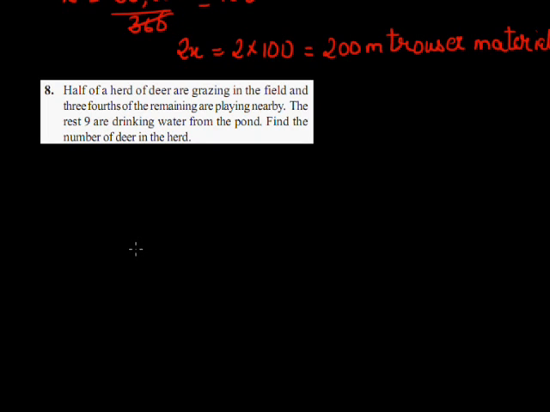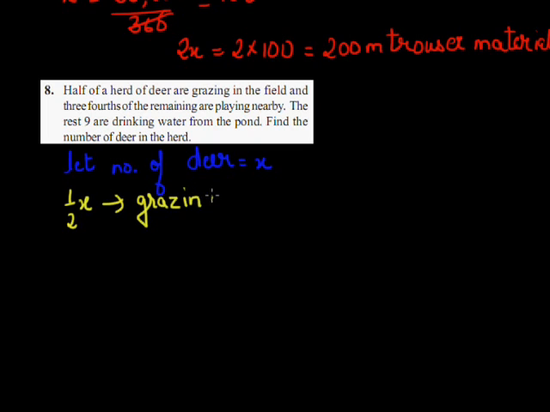The rest 9 are drinking water. Find the number of deer in the herd. Let us assume the number of deer is equal to x. Now it is given that half of the deer, that is half of x, are grazing in the field, and 3/4 of the remaining are playing nearby.